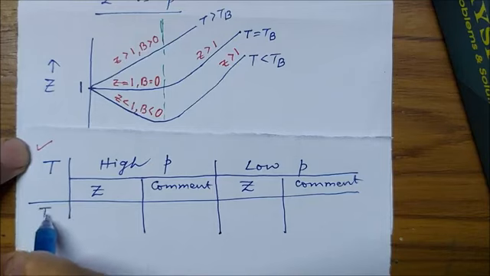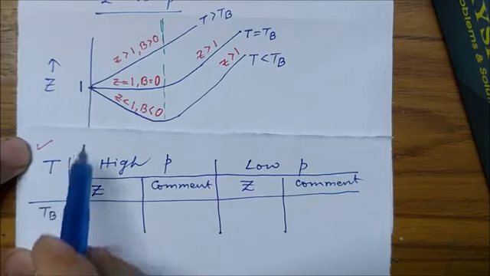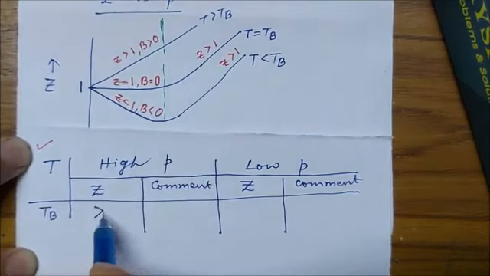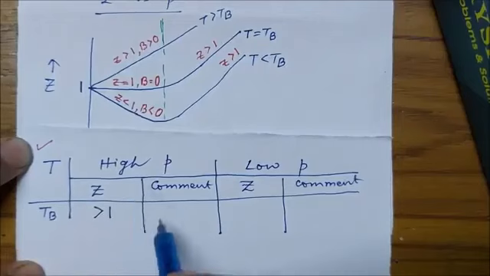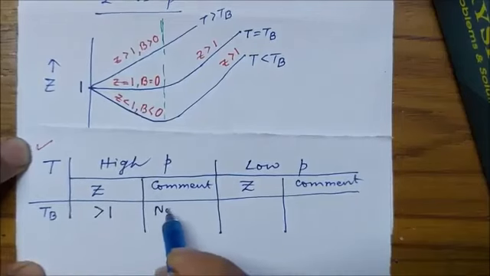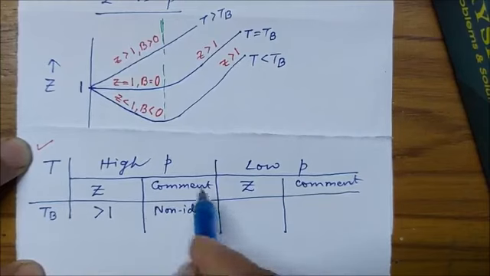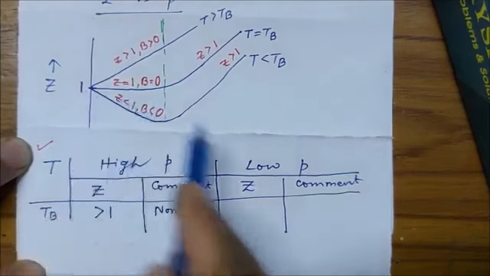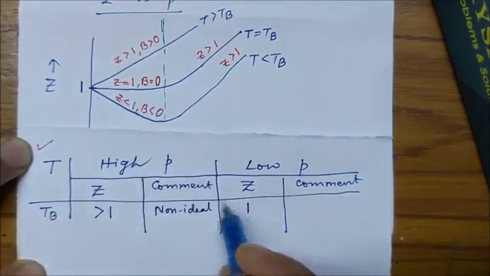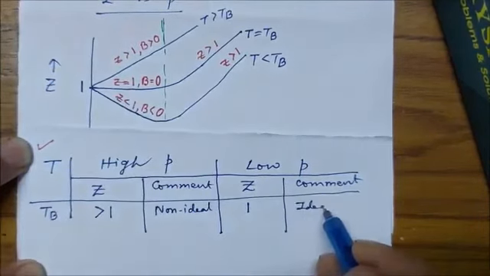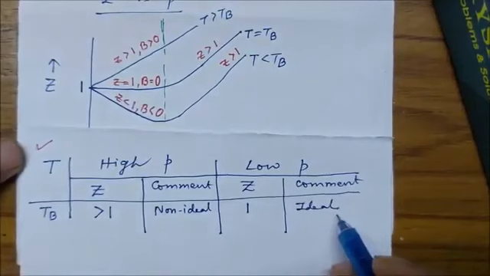First, for T equal to TB, at high pressure Z is greater than 1, and the comment is non-ideal behavior of the real gas, and at low P Z is 1, and the comment will be ideal behavior of the real gas.